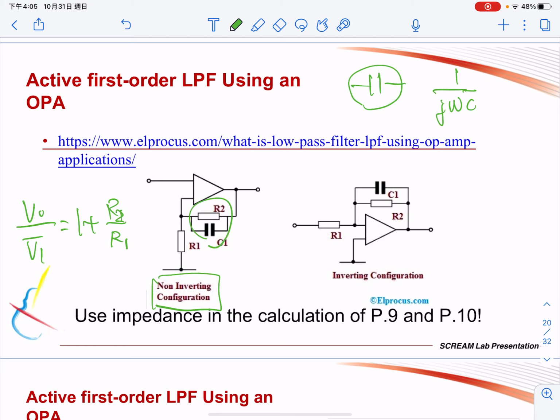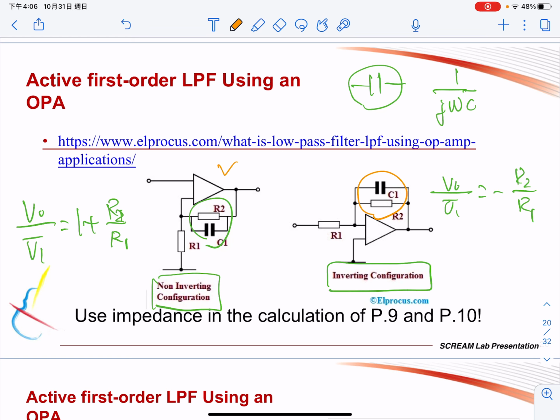But now the R2 becomes a two-element combination, a capacitor in parallel with the resistor. And the second one is the inverting amplifier. For the inverting amplifier, V0 over V in will be minus R2 over R1. But now again, of course, R2 is replaced by a parallel capacitor and resistor. And let me use the non-inverting amplifier as an example so that we can do some calculation.